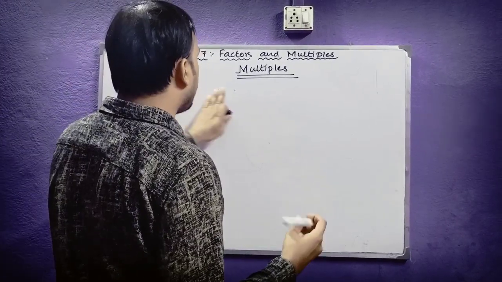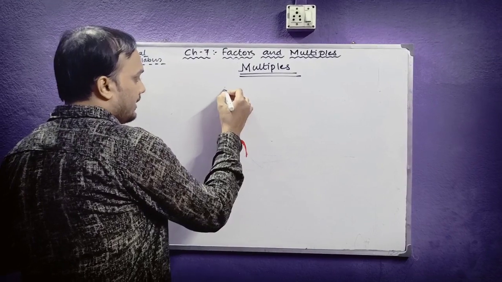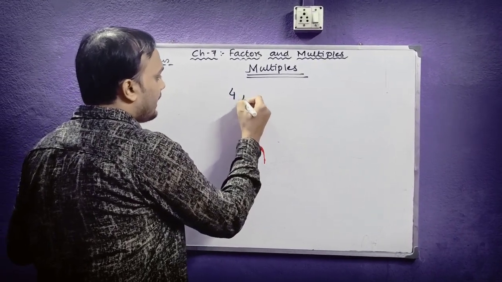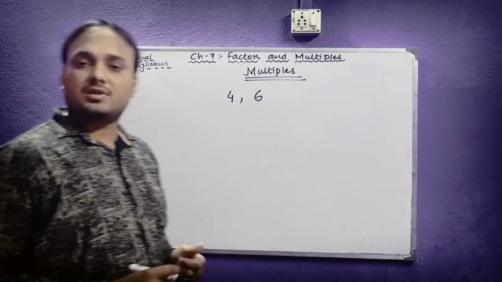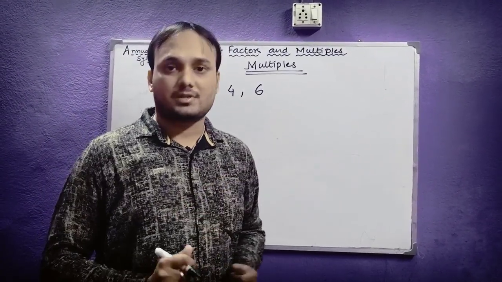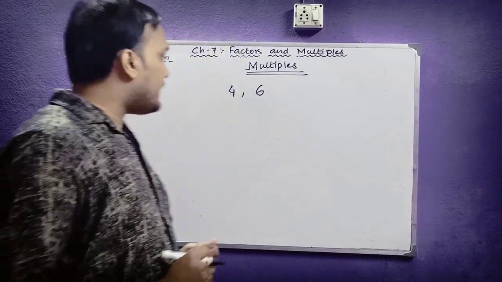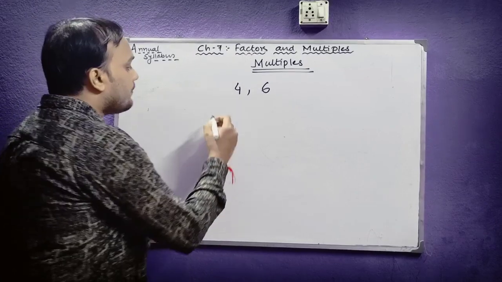Let us take an example of very small numbers. Suppose 4 and 6. There are two numbers, 4 and 6. Let us find the common multiples of these two numbers. So the nearest common multiple of these two numbers will be like 4.